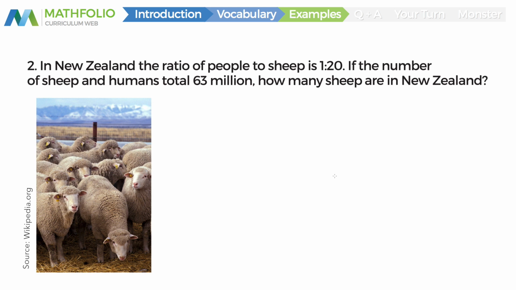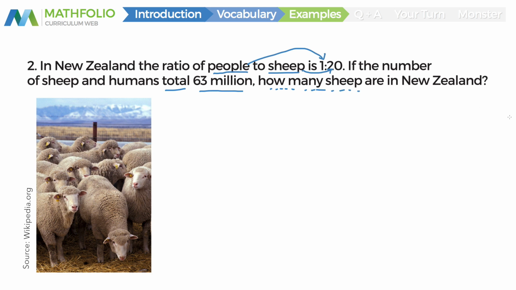Okay, so this is example number 2. In New Zealand, the ratio of people to sheep is 1 to 20. So I guess this is the people, the 1, and then the sheep is this 20. If the number of sheep and humans total 63 million, how many sheep? So the question is looking for how many sheep are there in New Zealand.